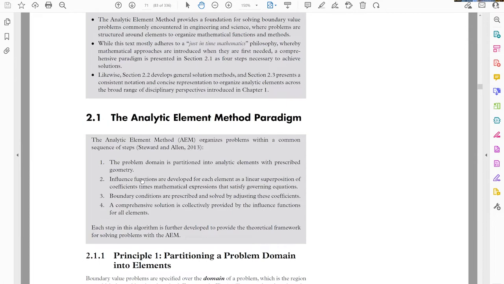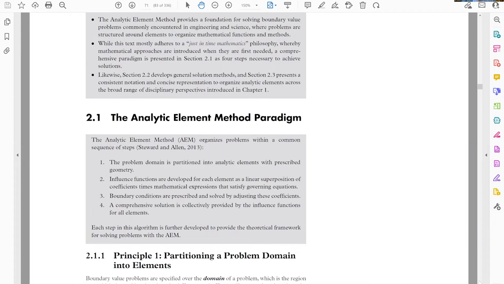Second, we develop a set of mathematical functions. This is really based upon what I told you occurred through the 1960s or so. Third, boundary conditions are prescribed, and we solve these boundary conditions by adjusting coefficients. This too was done through the 1960s or so for individual elements. But then, in the analytic element method, we develop comprehensive solutions that provide the influence functions for all elements. So we take everything a step further than what we've been able to do thus far with the mathematics.